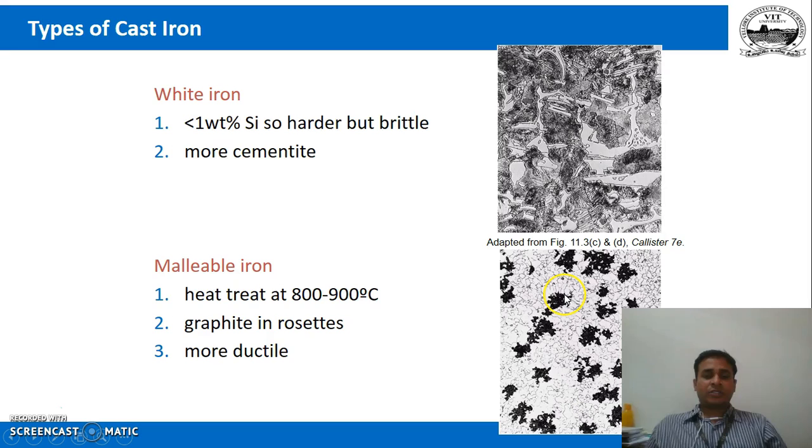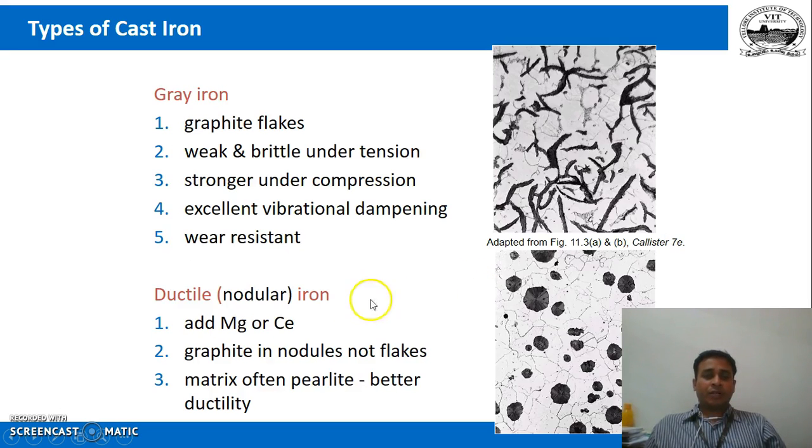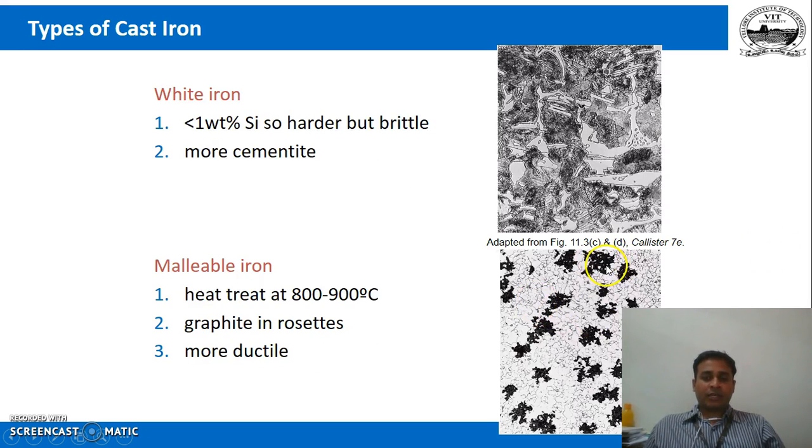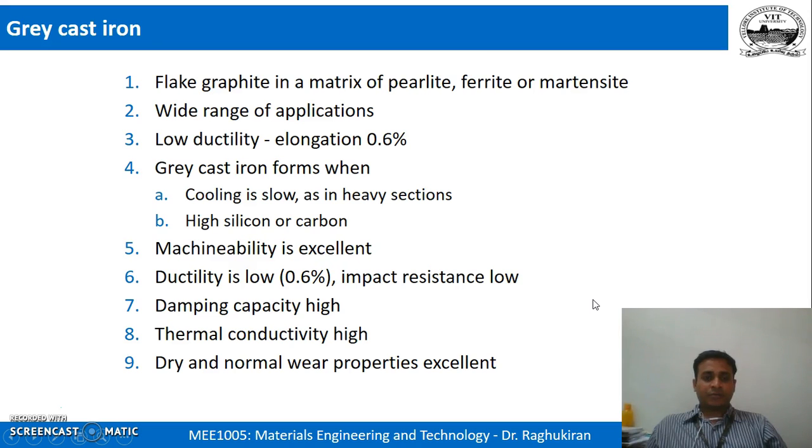In fact the microstructure looks very similar to your ductile iron or nodular iron, except that it is not spherical, rather it is only clusters of graphite, or rosettes of graphite.